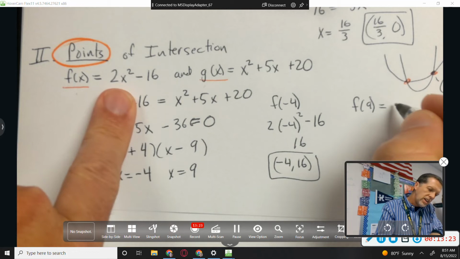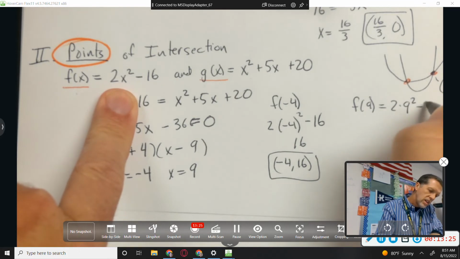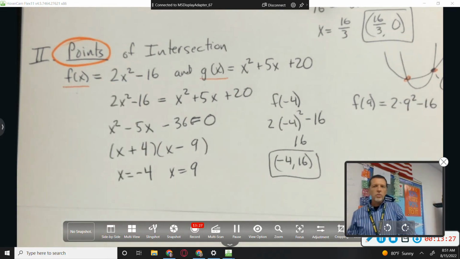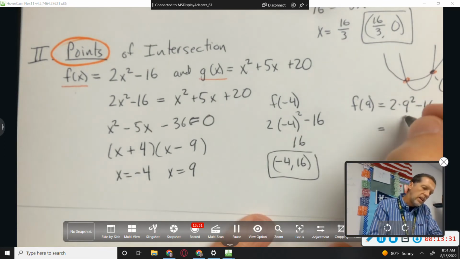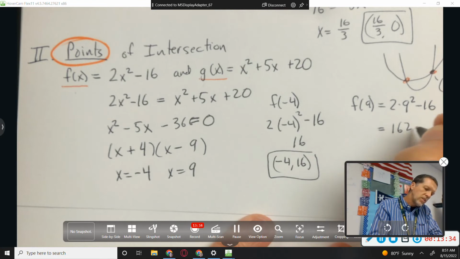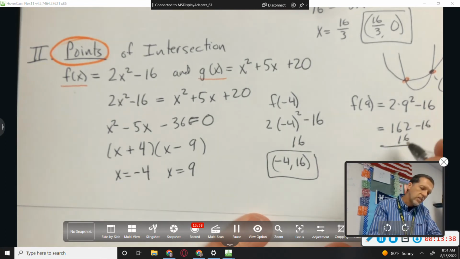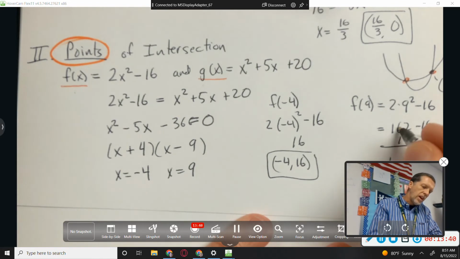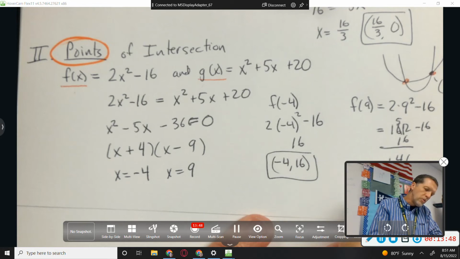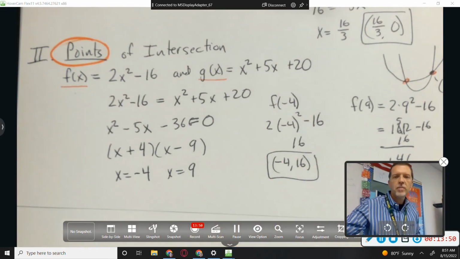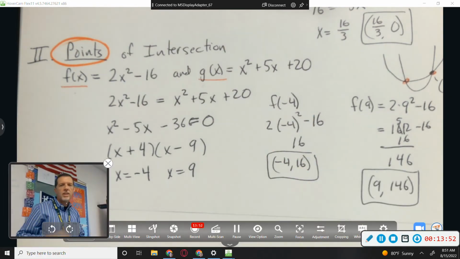F of 9 is 2 times 9 squared minus 16. Let's see, 81 times 2 is 162. You guys have your calculators out. Rather than having to go back to 3rd grade and borrow and do old school subtraction. So 9 comma 146.